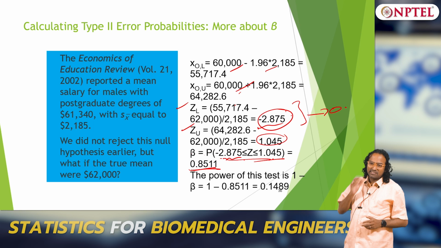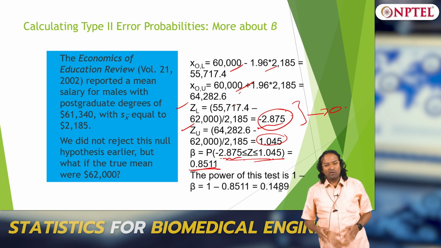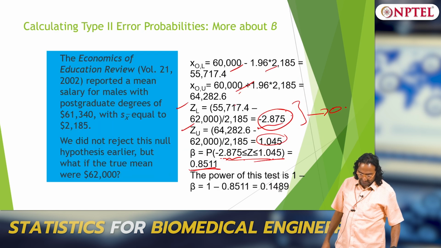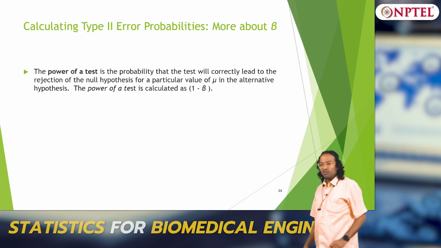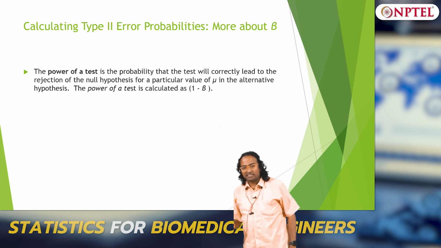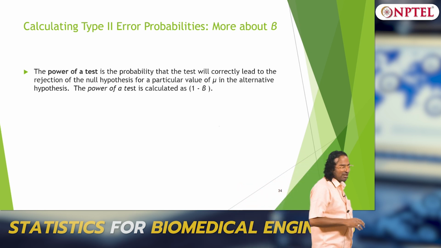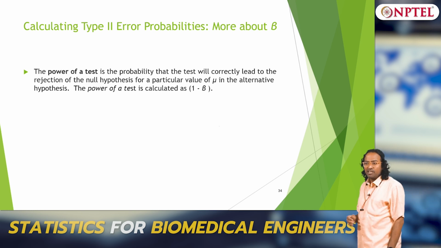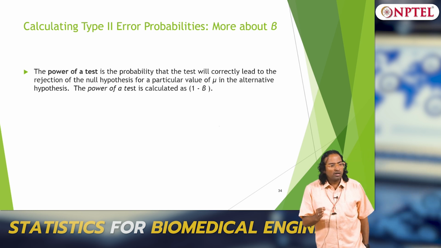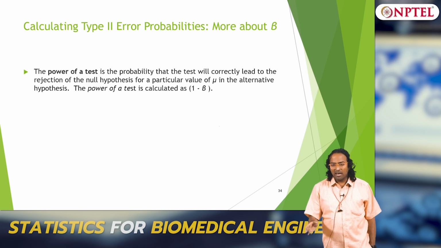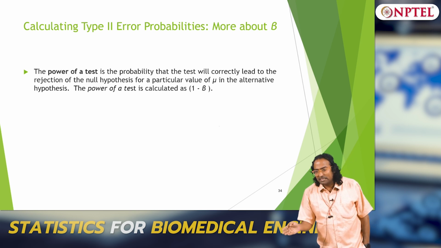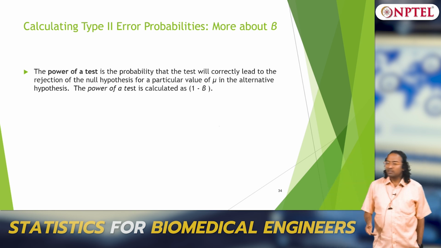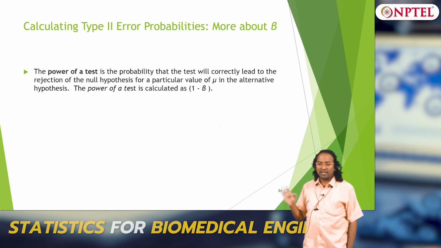So that means in this case the power of the test is high, and we define what is known as the power of a test. This is a very important term in statistics, especially when you are doing hypothesis testing. The first question they will ask is, what is the power of a test? If the null hypothesis is wrong, you should be able to reject it. You want the power of a test to be very high. So the power of a test is given by 1 minus beta.